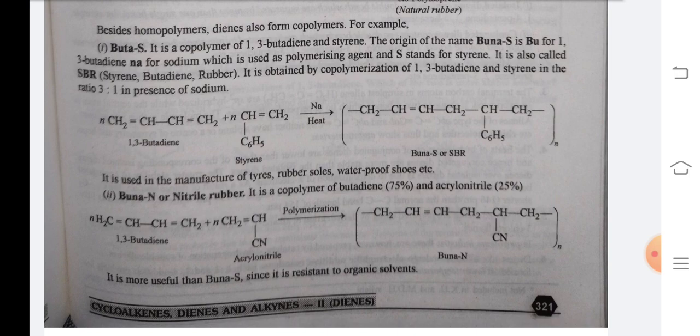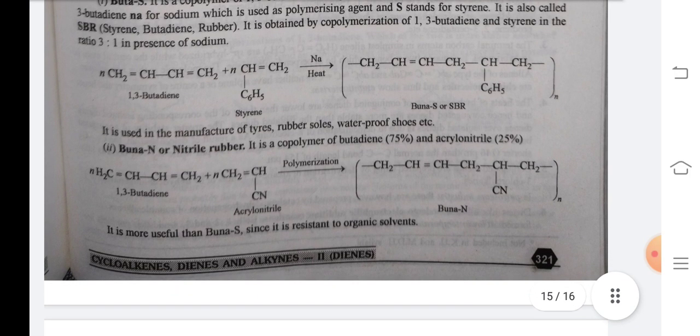Second, Buna-N or nitrile rubber. It is a copolymer of butadiene 75% and acrylonitrile 25%. It is more useful than Buna-S since it is resistant to organic solvents.